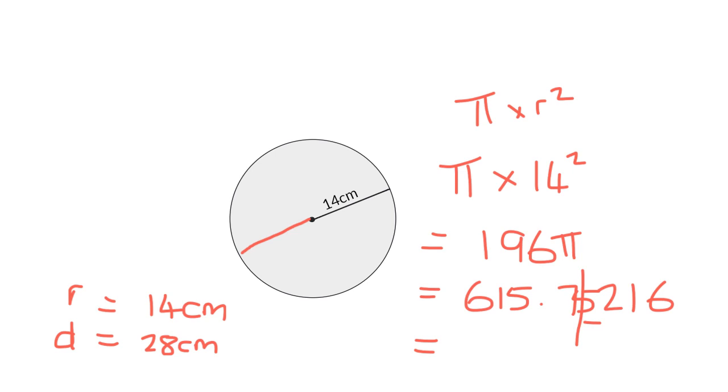So I put my line one number after a decimal, and I underline the next number. Now 5 is a round up number, so my answer will be 615.8 centimeters squared.